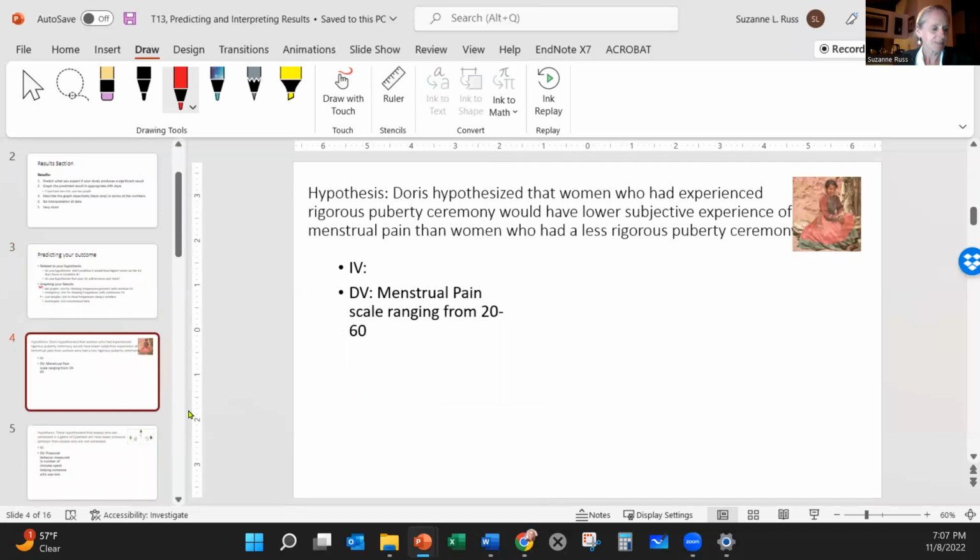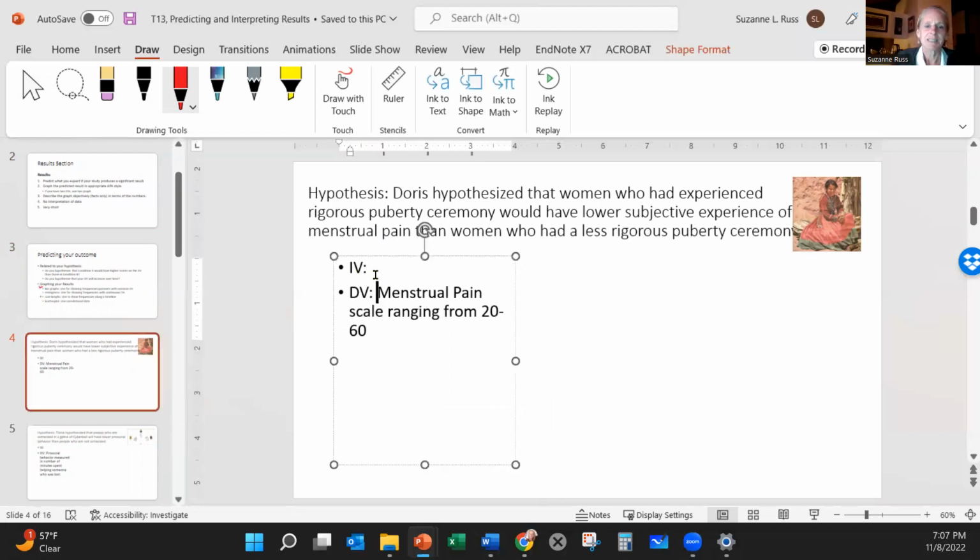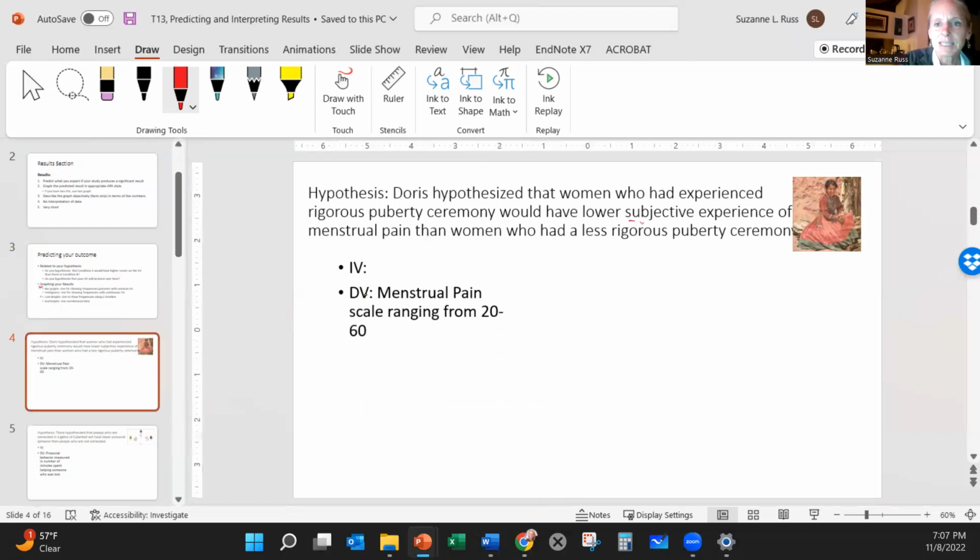Beginning with this hypothesis, Doris, this is an actual hypothesis from last semester. Doris hypothesized that women who had experienced a rigorous puberty ceremony would have a lower subjective experience of menstrual pain than women who had a less rigorous puberty ceremony. So I've already, in this case, told you what the dependent variable is. The dependent variable is this subjective experience of menstrual pain. And in this case, we see that it's going to be lower. This tells you the direction of the hypothesis.